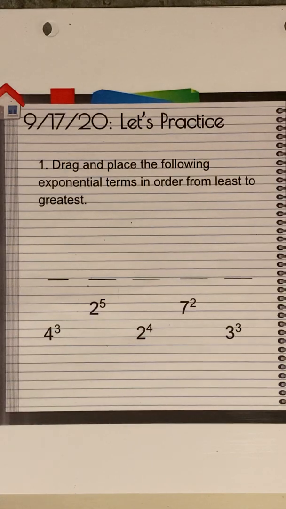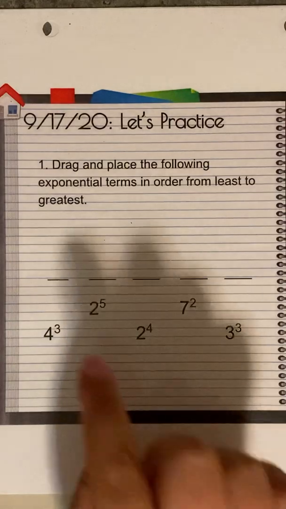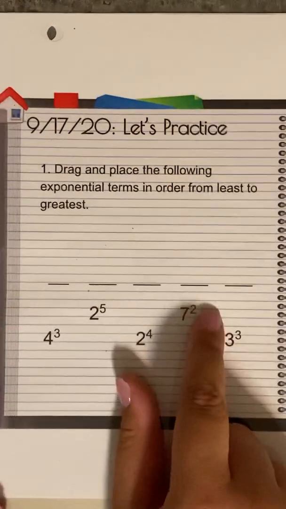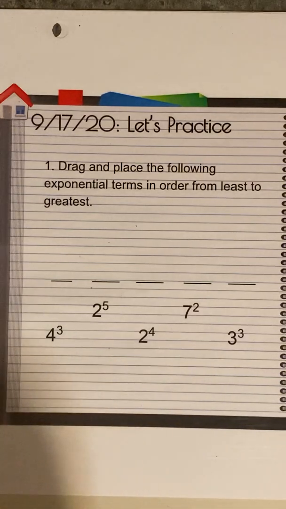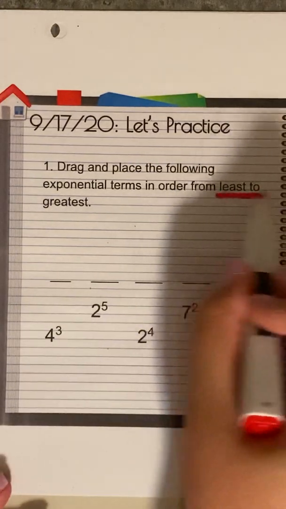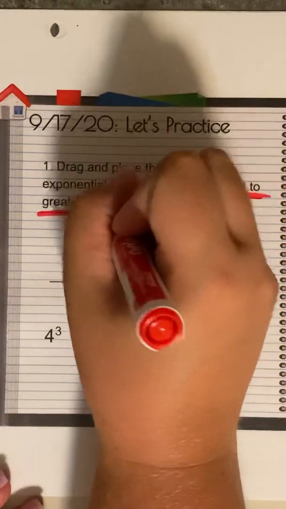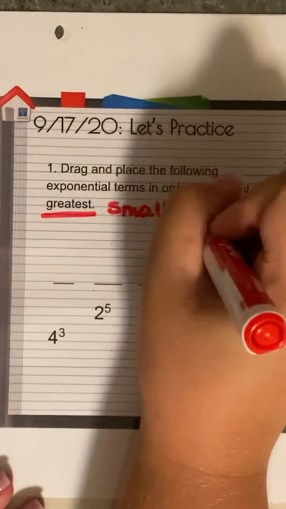Number 1, drag and place the following exponential terms in order from least to greatest. So you can take these terms and click on them and drag them into which spot in order from least to greatest. That's a key term, least to greatest. That means smallest to biggest, small to big.